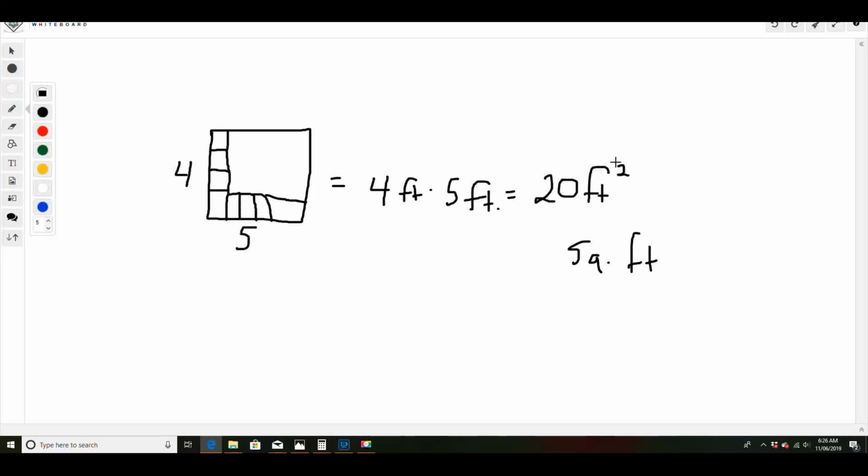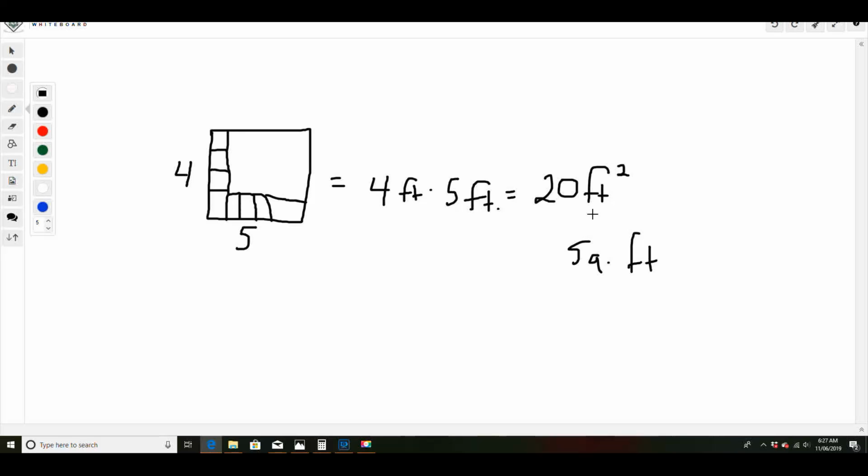The parentheses make it clear that 3 feet needs to be multiplied by 3 feet. Without the parentheses, 3 feet squared just means 3 square feet. Whereas (3 feet) squared, with parentheses, represents 3 feet times 3 feet, or 9 feet squared.